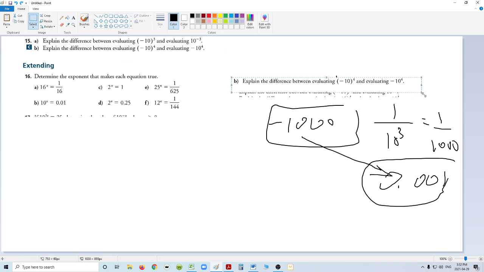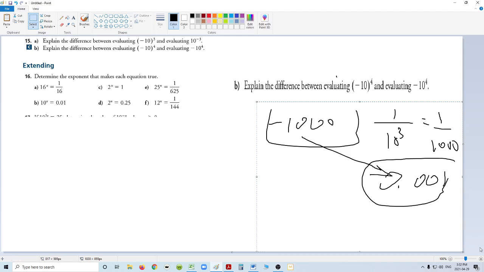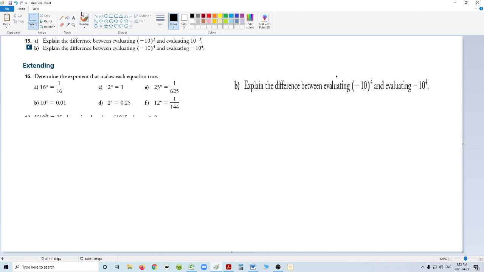Same rule here, except this negative is inside the bracket. So it is going to get the exponent just like the 10 is. That means it's going to become a positive 10,000. And this is interesting, and this is the textbook's way of saying that the minus is not part of it. They should actually be doing it like this. So they're saying evaluate the 10 to the 4 first, 10,000, and then multiply it by minus 1. That's what that minus was.